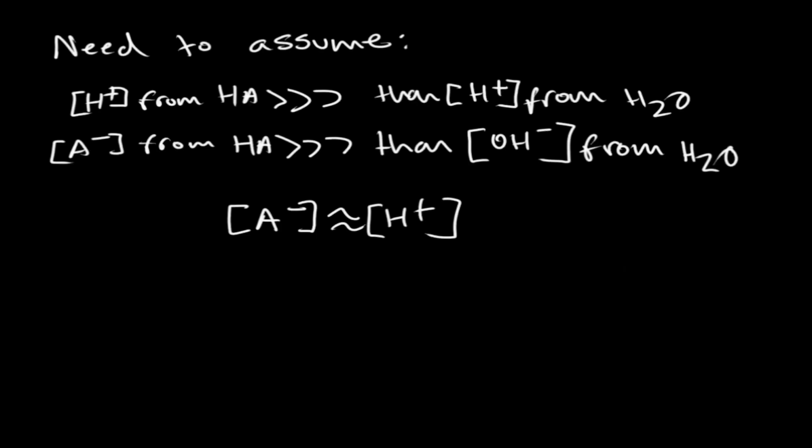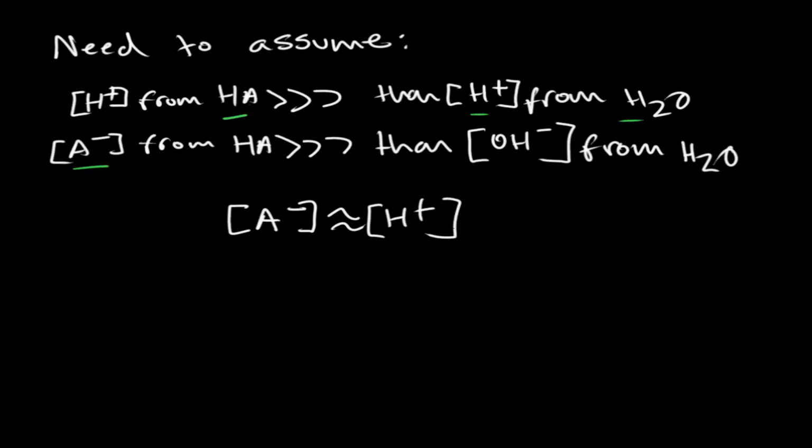So before we get into our questions, we have to assume a few things. We need to assume that all the protons coming from our weak acid is much greater than the protons coming from water. So we can ignore water autoionization. The contribution of protons from water is not significant, so we don't have to take that into consideration when we're calculating our pH. And we can say the same thing about the A minus ion. The contribution of the A minus ion is much greater than the OH minus from water, and we can ignore that as well.